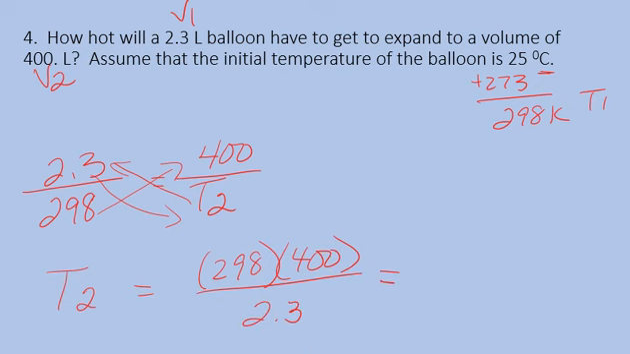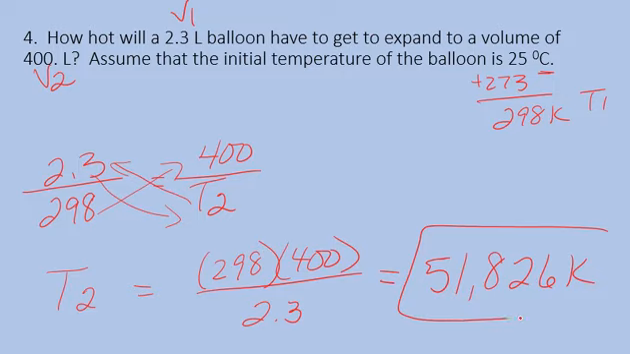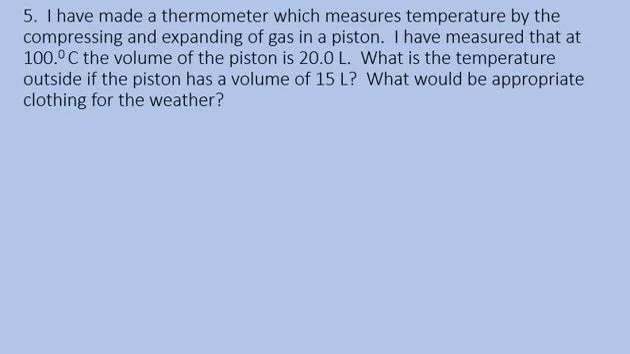Yep, definitely going to be a huge number. 298 times 400, divided by 2.3 equals 51,826 K. Insane. All right, I have a thermometer which measures temperature by the compressing and expanding of gas in a piston. I have measured that at 100 degrees Celsius. So right away I've got to go plus 273, which would be 373 K. So that's my T1.